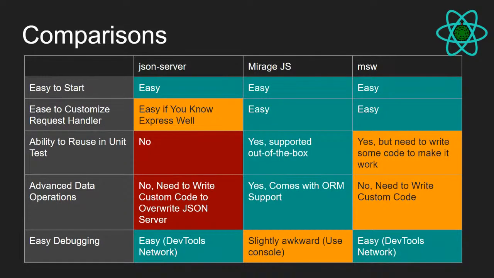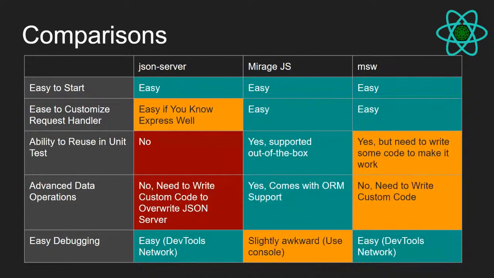The last one is debugging. For debugging, JSON server and MSW are simple. Why? Because they really go through the network calls, so you can inspect them from the network tab. But for Mirage.js, it's not. You need to check the console log. So on this point, I think Mirage.js is not so good.